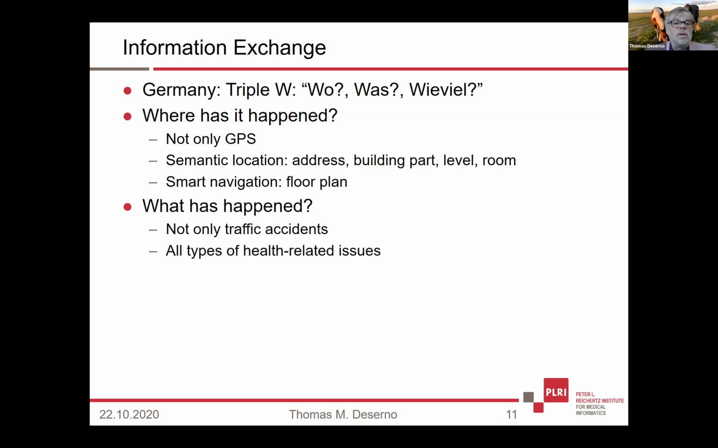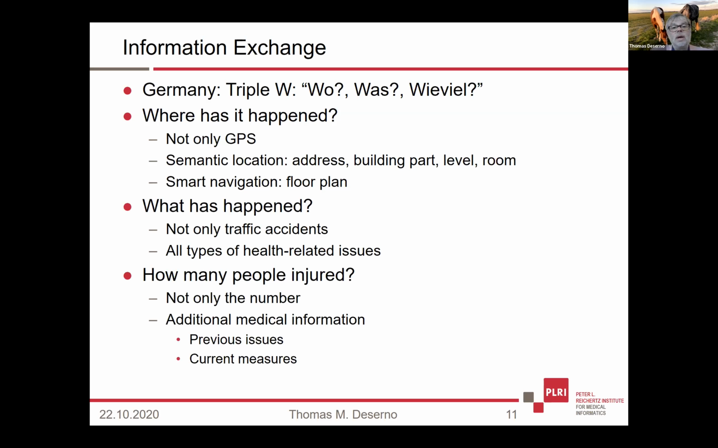What has happened? It's not only that there's a traffic accident. We need to code all types of health-related issues that could be detected automatically by these smart devices, Internet of Medical Things, and others. And then how many people are injured? So it's not only the number. Maybe we should provide access to additional medical information on particular individuals, so previous issues, current measurements, and so on.